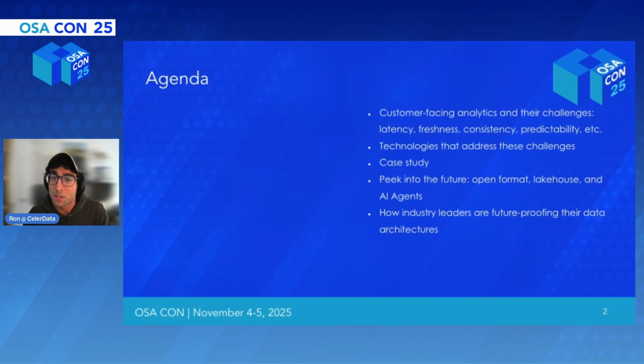So, in terms of the agenda, we're going to discuss, as I mentioned, customer facing analytics, some of their challenges. So, things like latency, freshness, consistency, predictability, under a variety of data velocities. We're going to discuss some of the technologies that address these challenges. I'll throw a case study in. We'll look a little bit into the present day, kind of the subsequent state of analytics, open formats, lakehouse, and I'll finish off with some of the design patterns that are helping industry leaders succeed and future-proof their data architectures.